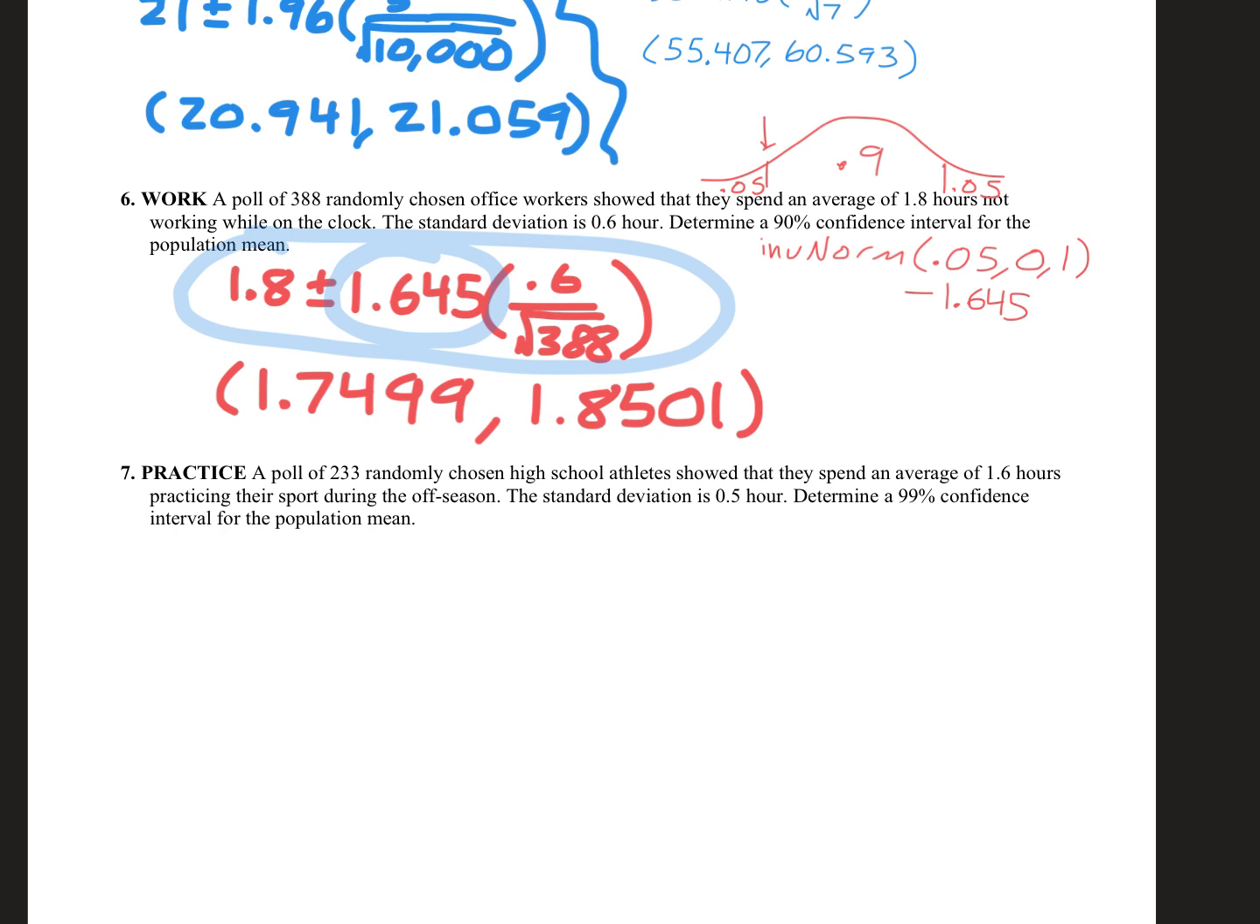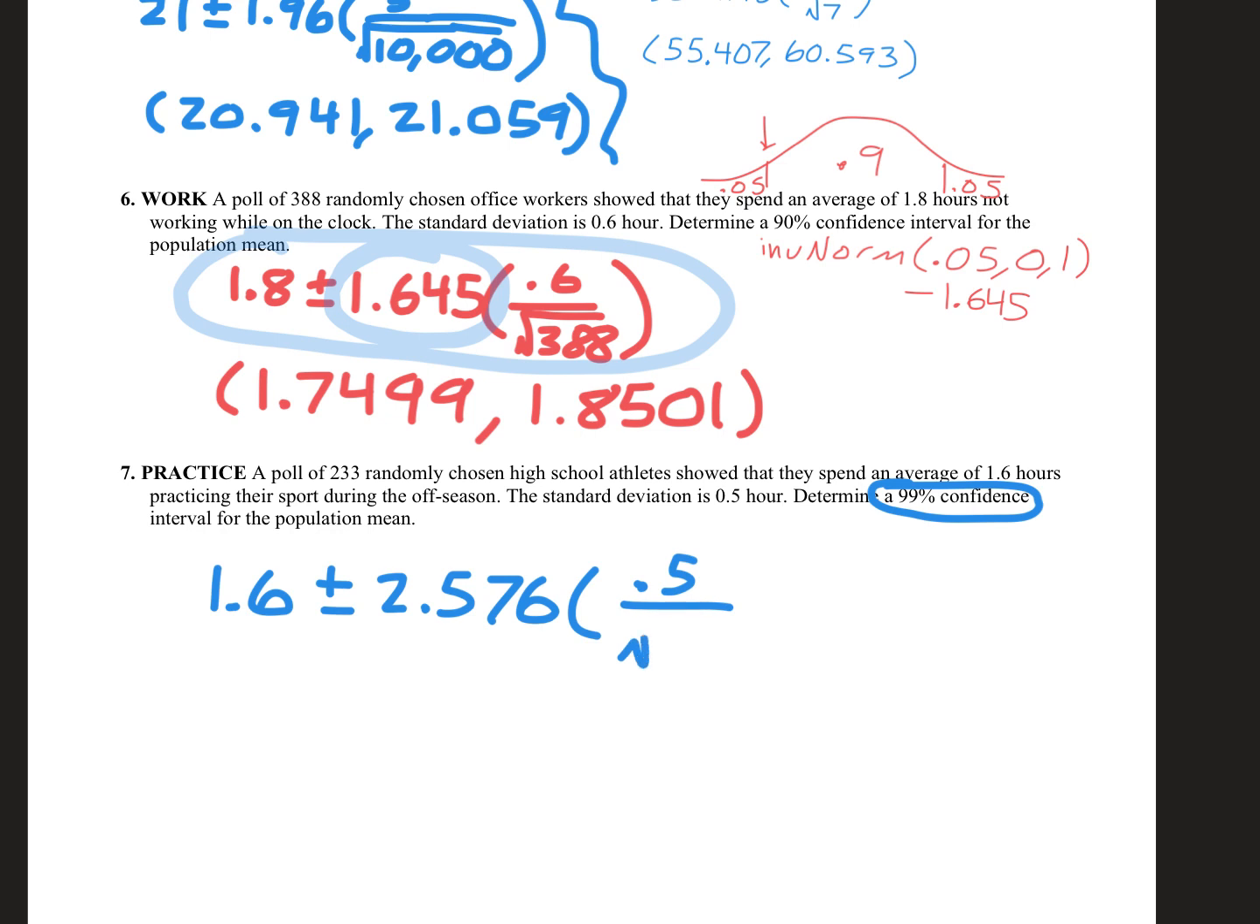All right, so we're going to use the 2.576 that we were using on the front. I won't bother finding that again using inverse norm. All right, so let's scan the information for everything we need. All right, so average was 1.6. We're going to go up and down 2.576 standard deviations because it's a 99% confidence interval. Standard deviation is 0.5. That gets divided by the square root of how big our sample is.